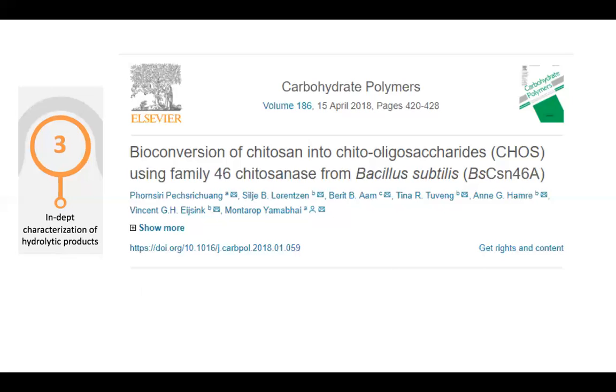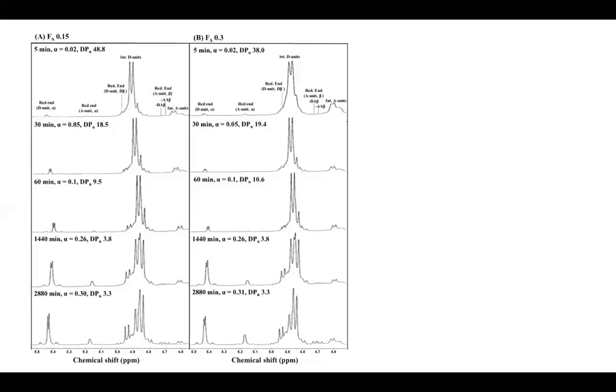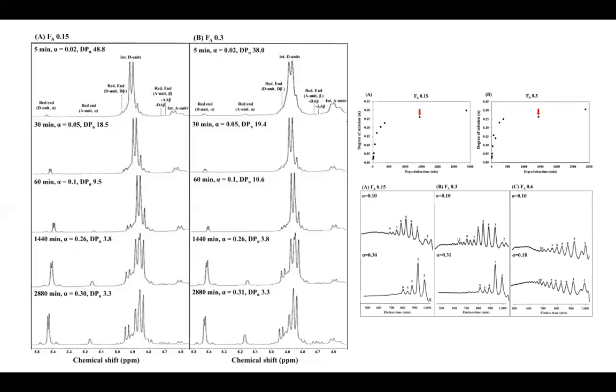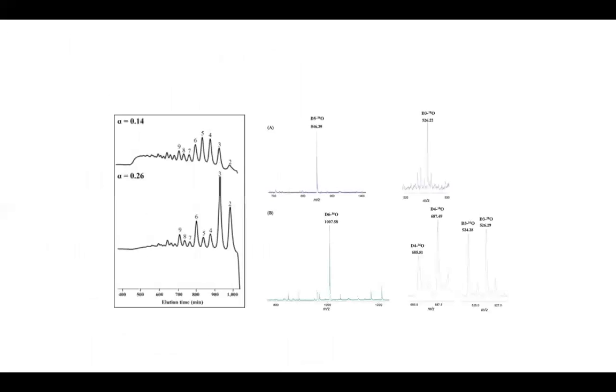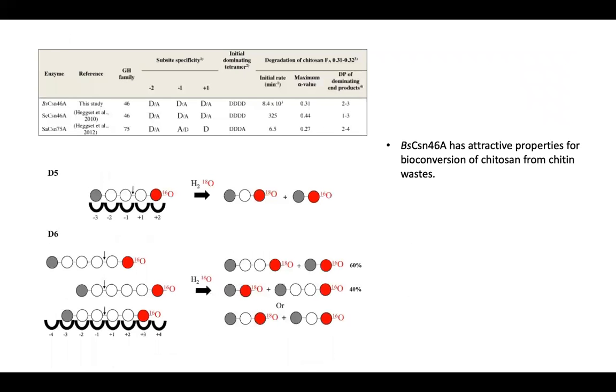Okay, so we use the enzyme Bacillus subtilis chitosanase, and we cleave the chito-oligosaccharides, and we use mass spectrometry, NMR, and size exclusion chromatography, which I won't go into detail, but we managed to understand the enzymatic activity of our enzyme, and we can look at the product in detail.